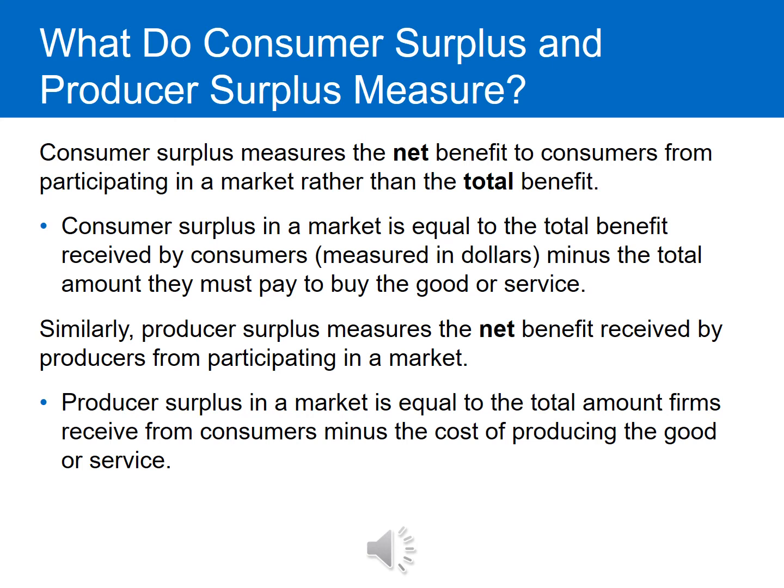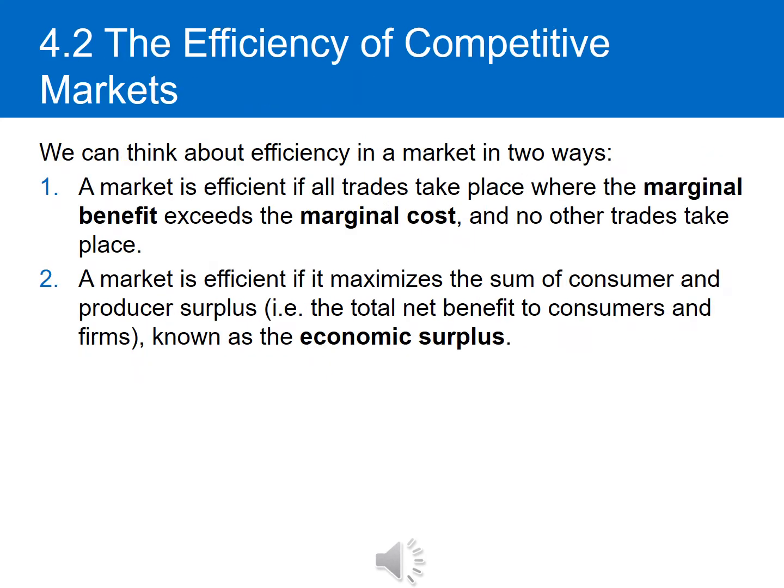Similarly, producer surplus measures the net benefit received by producers for participating in the market. The producer surplus in a market is equal to the total amount that firms receive from consumers minus the cost of producing that good or service. So it's the total amount of money they receive in revenue minus the cost of producing that good or service.